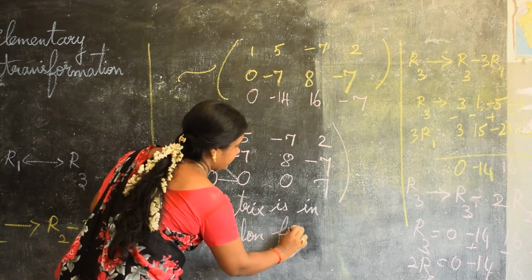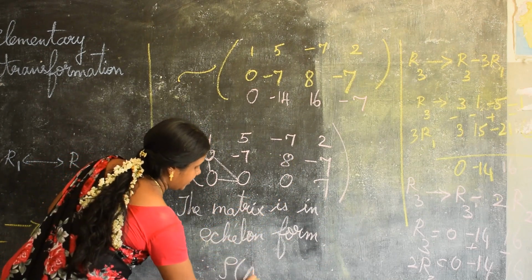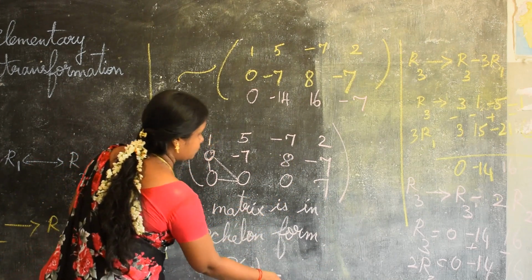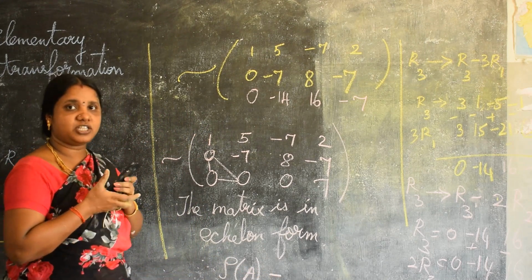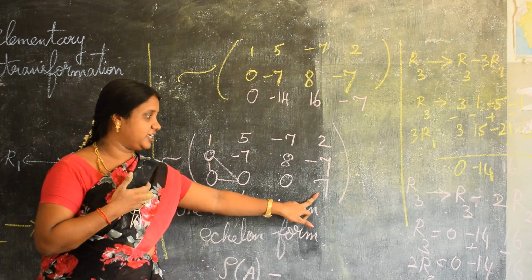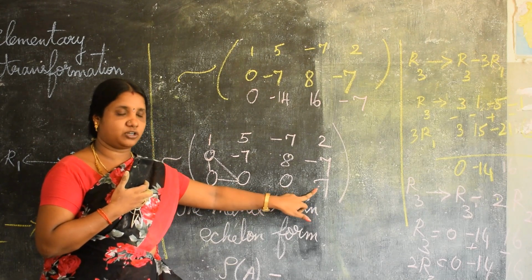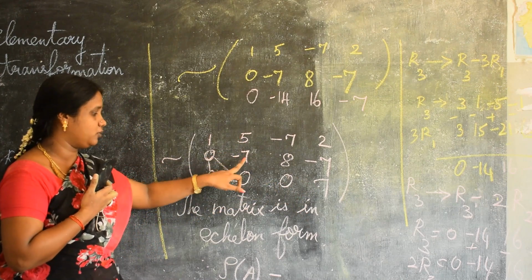Therefore, rank of A is equal to, how many non-zero rows? Non-zero rows means there should not be all zeros in that row. If there is any one element in a row, even then this is a non-zero row. So how many rows are there? 1, 2, 3. So our rank of A is 3. That's all. Thank you.